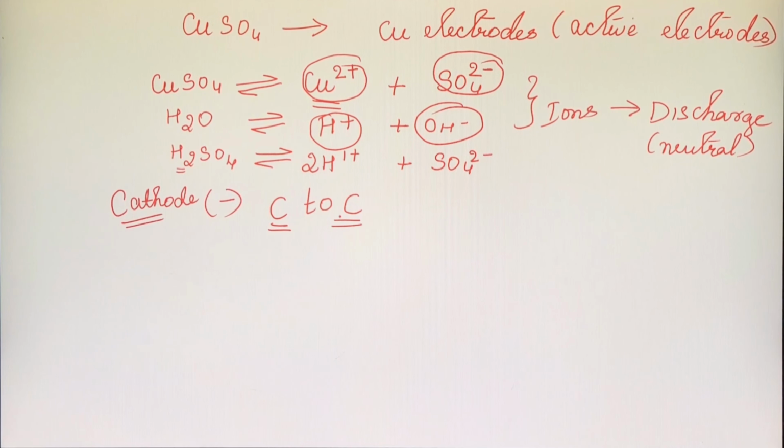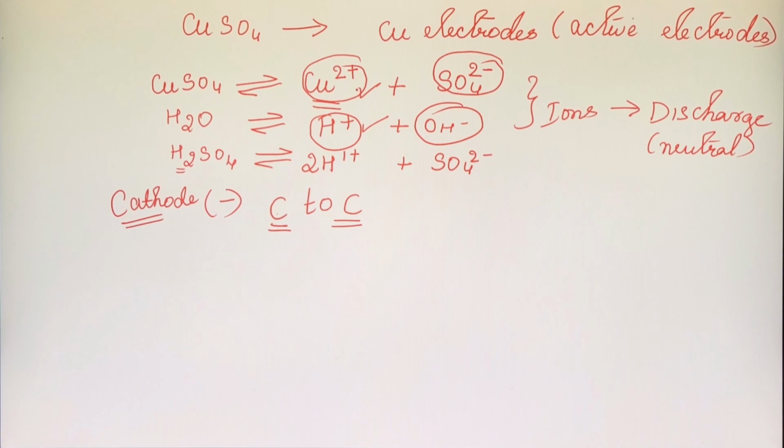Opposites attract. If the cathode is negatively charged, I can be sure which ions will come towards it. It will always be the oppositely charged cations. So the cathode is negatively charged. So C2C: cations will run and come towards the cathode.